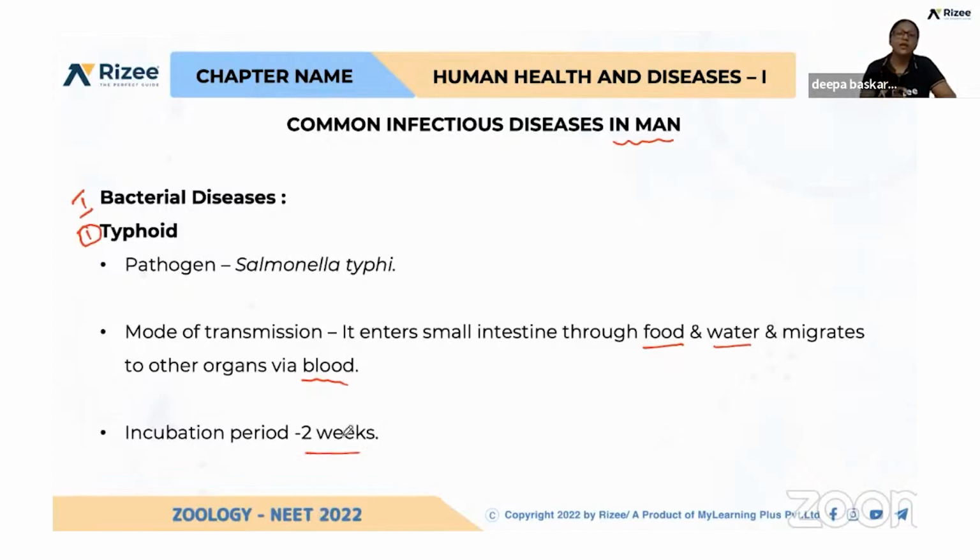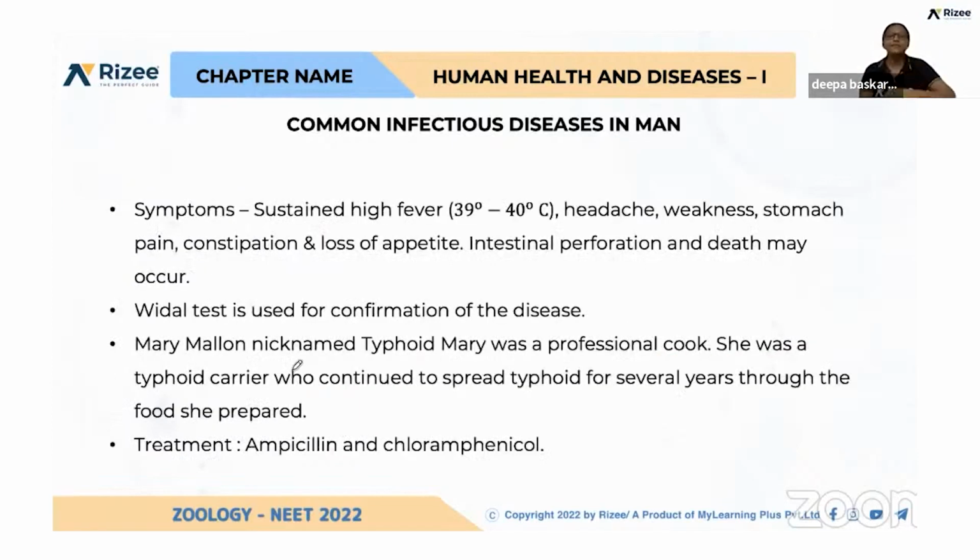Okay, so Salmonella typhi, which is living in contaminated food and water, it is just entering into the human intestine, and again from intestine it is reaching other organs through blood. For this process, it takes 2 weeks. Yes. So what are the symptoms of typhoid again? High fever, 39 to 40 Celsius, and severe headache, weakness, and stomach pain, constipation, no hunger feeling, loss of appetite. Okay, so all these are the symptoms.